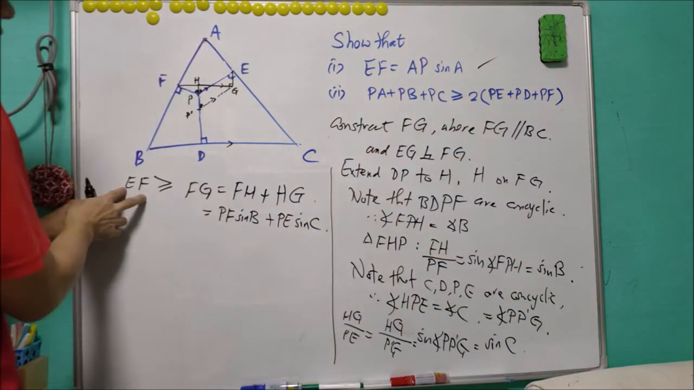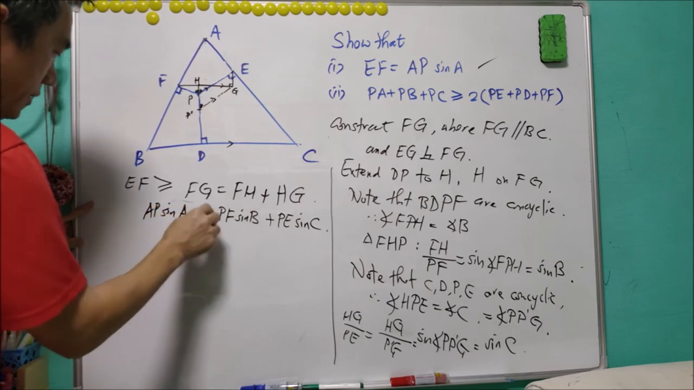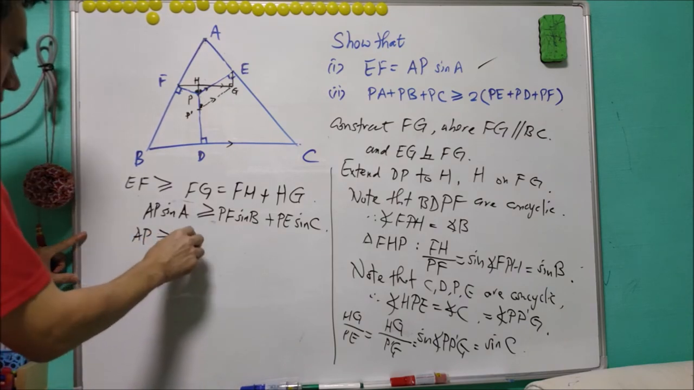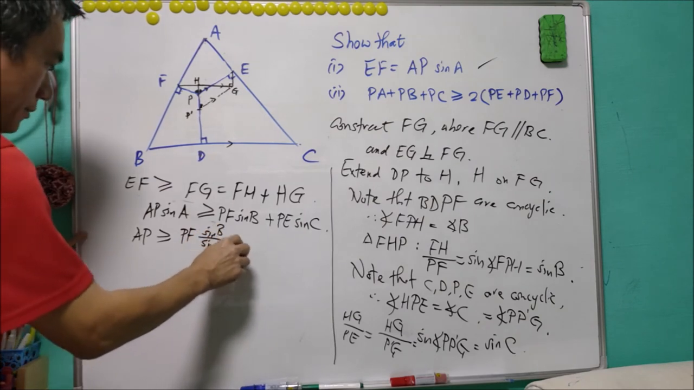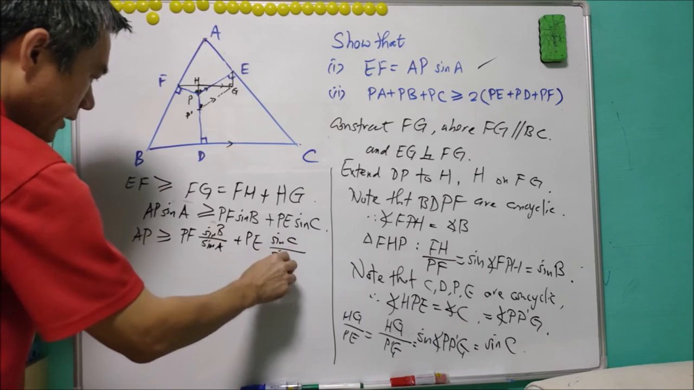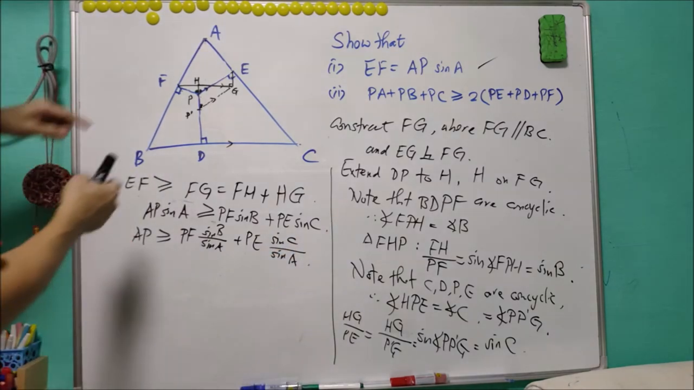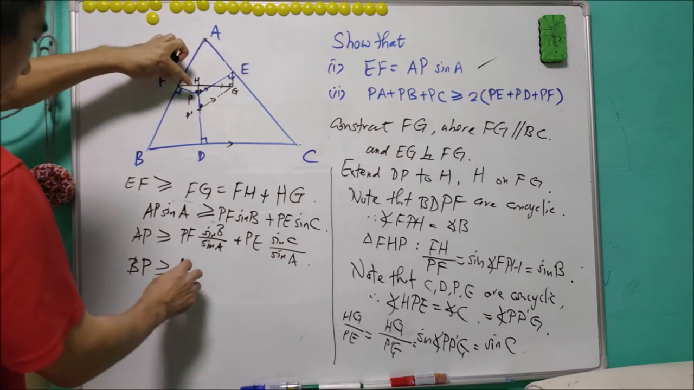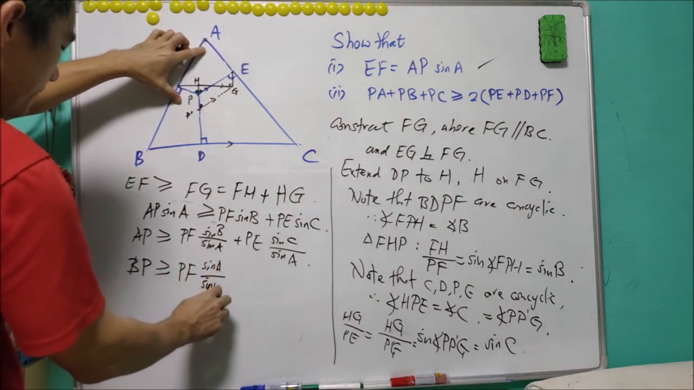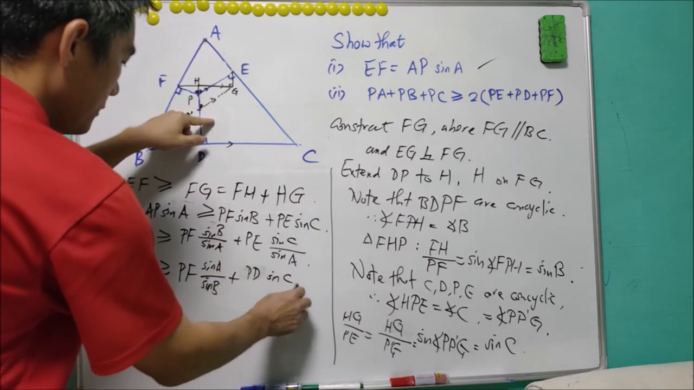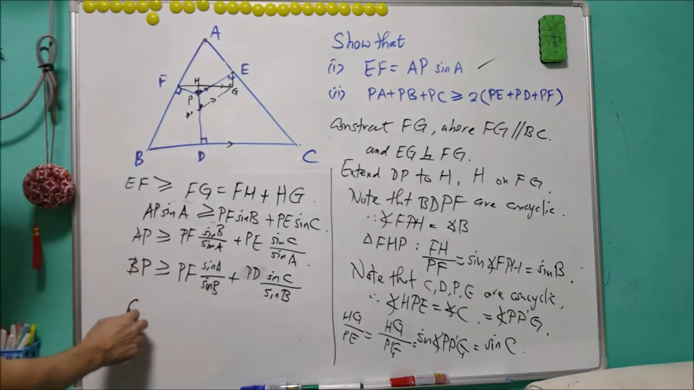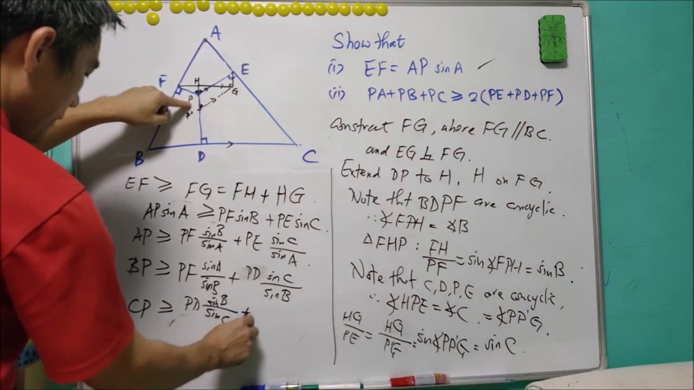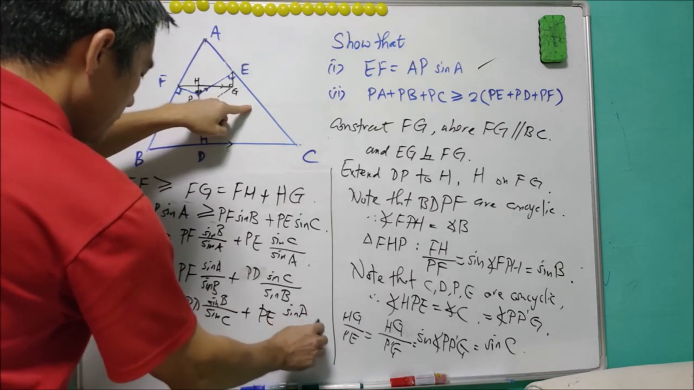Now we are going to make use of part one. AP sine A will be greater than or equal to this expression. Therefore, AP is greater than or equal to PF sine B over sine A plus PE sine C over sine A. Using a similar argument for the other parts, we obtain BP greater than or equal to PF sine A over sine B plus PD sine C over sine B. Likewise, CP is greater than or equal to PD sine B over sine C plus PE sine A over sine C.